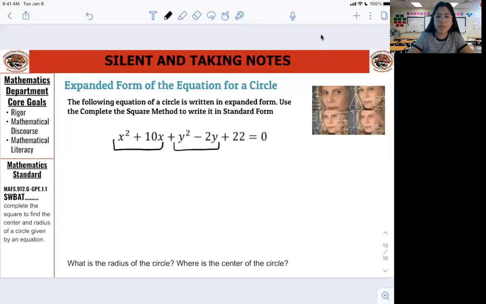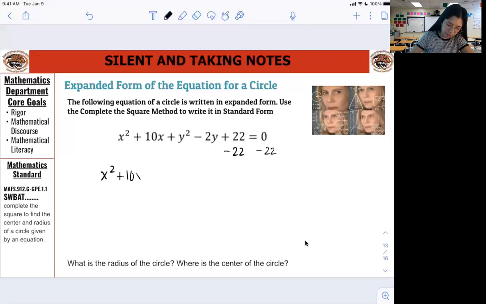Oh, there's Tyrone. We got it. There it is. Move the 22. We got to subtract 22 on both sides. All right. So I have x squared plus 10x plus blank, y squared minus 2y plus blank equals -22.